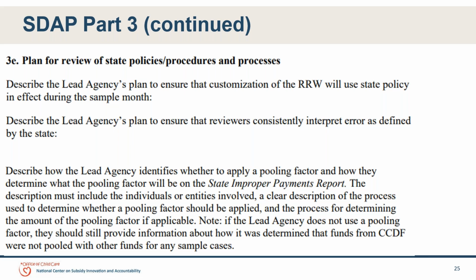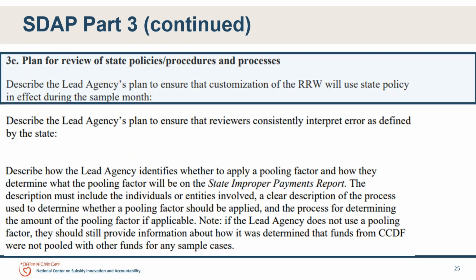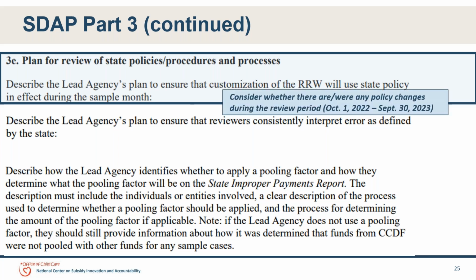At this time, we'll move away from the error definitions and back to the next part of the SDAP. 3E asks for your plans for reviewing your state policies, procedures, and processes. And first, describe your plan to ensure that the customization of your record review worksheet will use state policy in effect during the sample month. Make sure you consider whether there were or will be any policy changes during the review period. If so, you'll want to reference those here. If you submit your SDAP before the review period ends, so before September 2023, and any policy changes happen after that, you might need to update and resubmit your worksheet with those policy changes reflected.